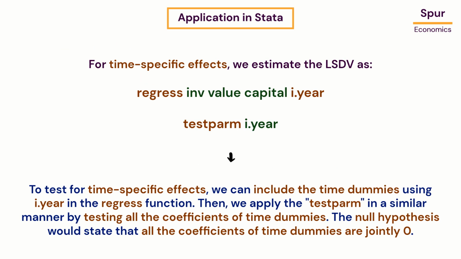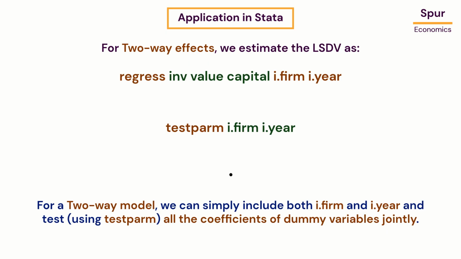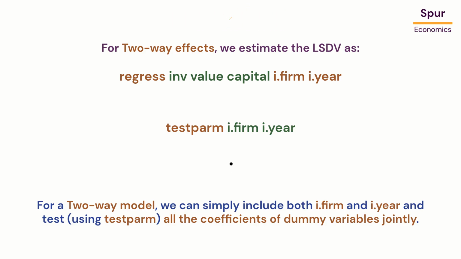To test for time-specific effects, we can include the time dummies using i.year in the regress function. Then, we apply the testparm in a similar manner by testing all coefficients of time dummies. The null hypothesis would state that all the coefficients of time dummies are jointly zero. For a two-way model, we can simply include both i.firm and i.year and test all the coefficients of dummy variables jointly.